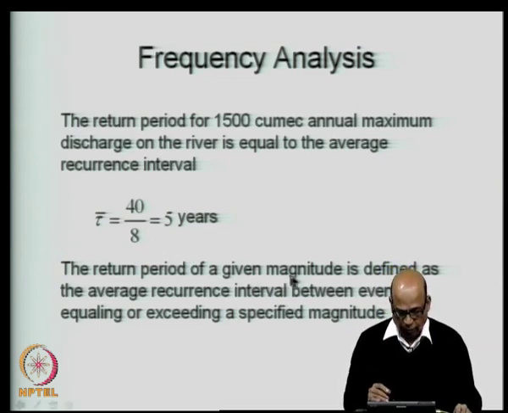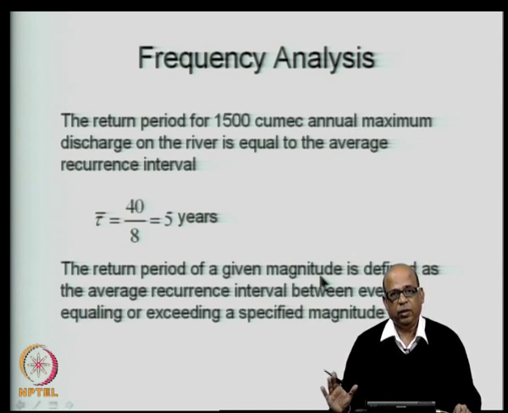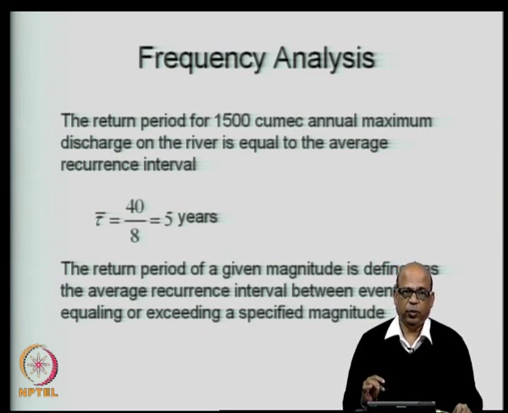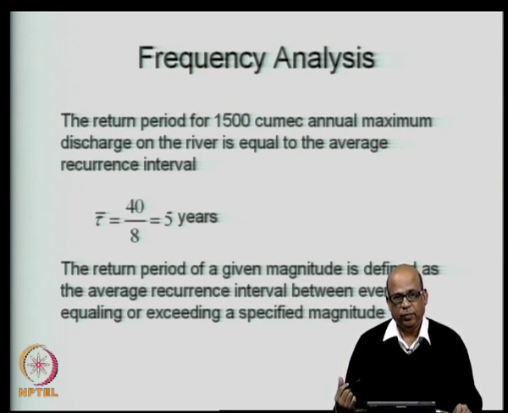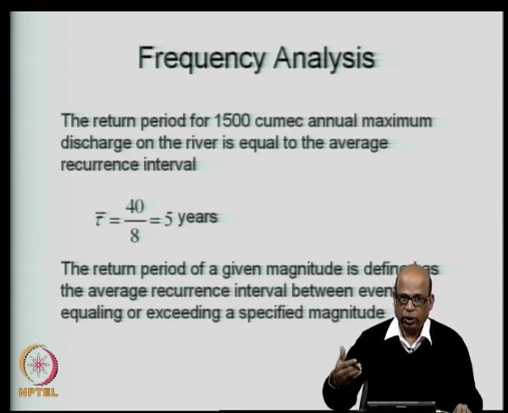The return period of a given magnitude is defined as the average recurrence interval between events equaling or exceeding a specified magnitude. So, we specified a magnitude of 1500 cubic meters per second, and then we reckoned the recurrence intervals of such an event occurring. That means, x being greater than or equal to 1500, how frequently it occurred in the record. Having occurred once, how much time elapsed before its occurrence again, that is the recurrence interval, and then we computed the average recurrence interval.